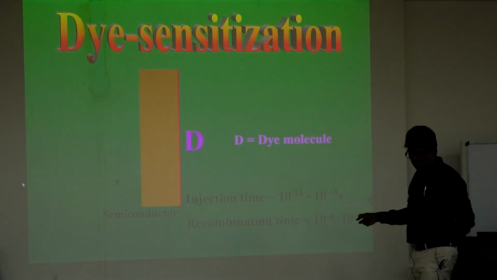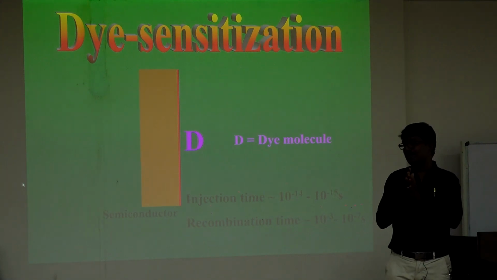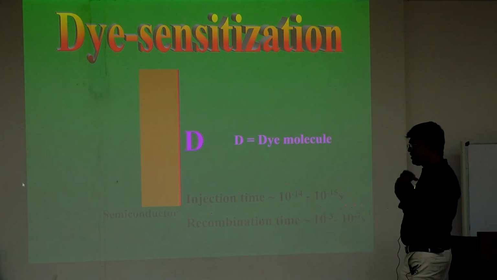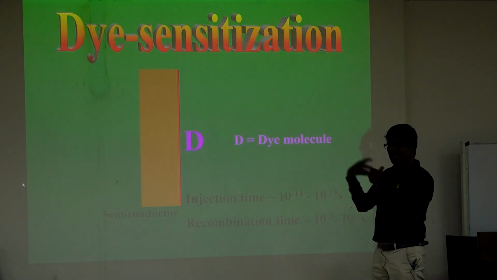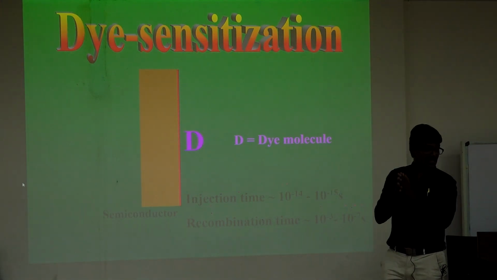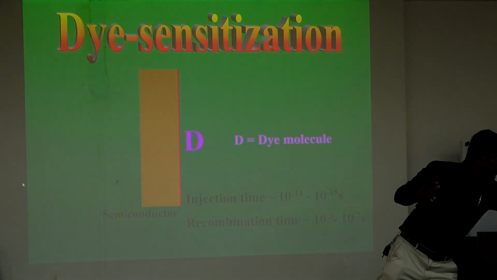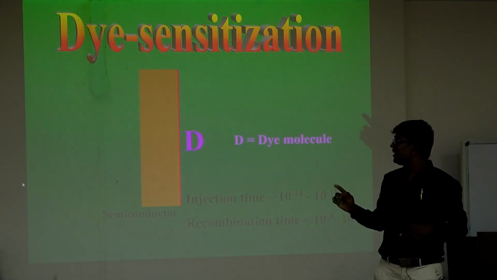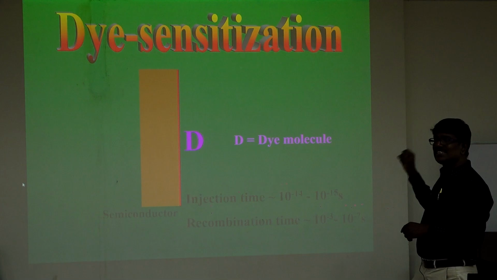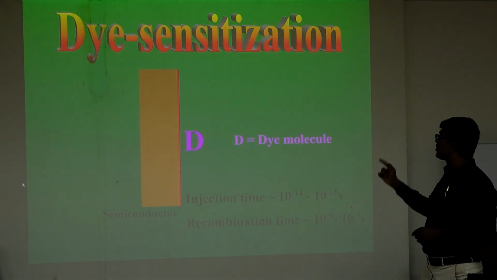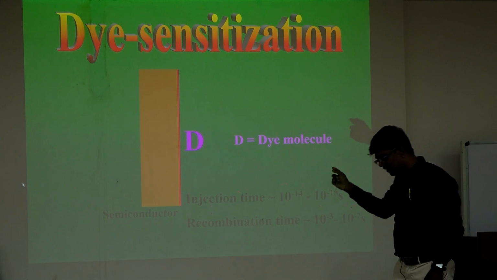Second point, recombination time. It should not recombine. Once the electrons are given, they should not be taken back. That's very important. If you take them back, what happens? Once again you become normal. So in the case of the dye, the electron injection time should be faster and the electron recombination time should be lesser. This is the important part of the dye molecule.